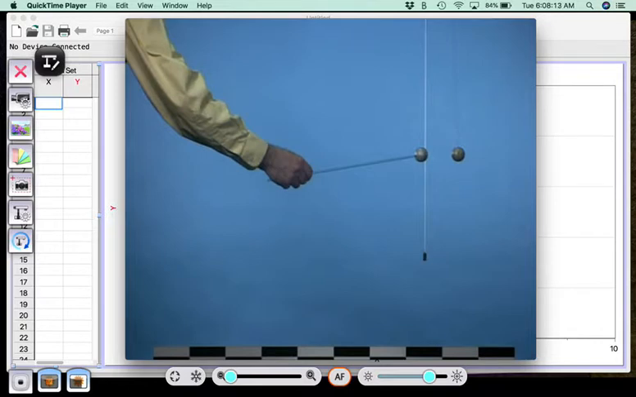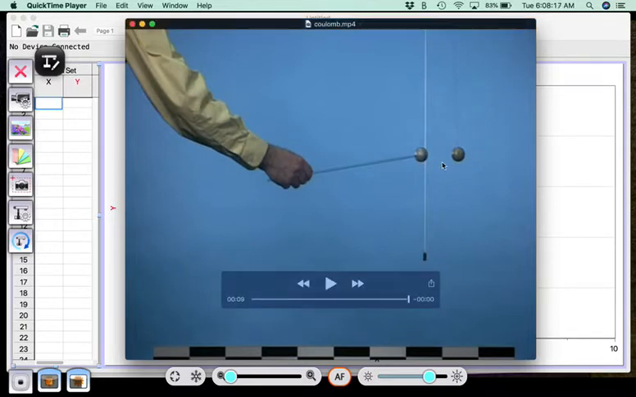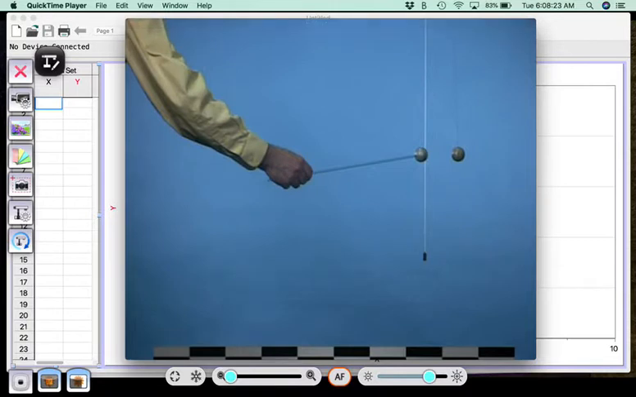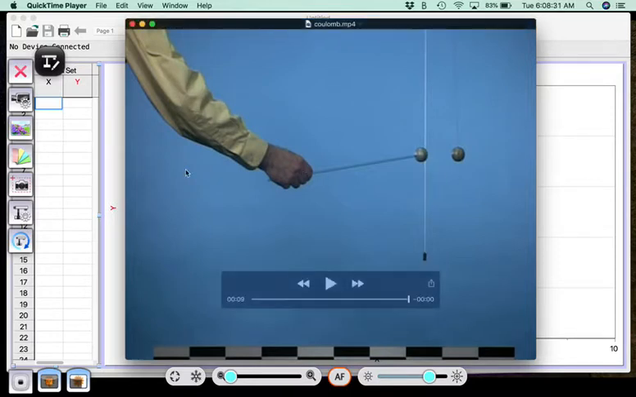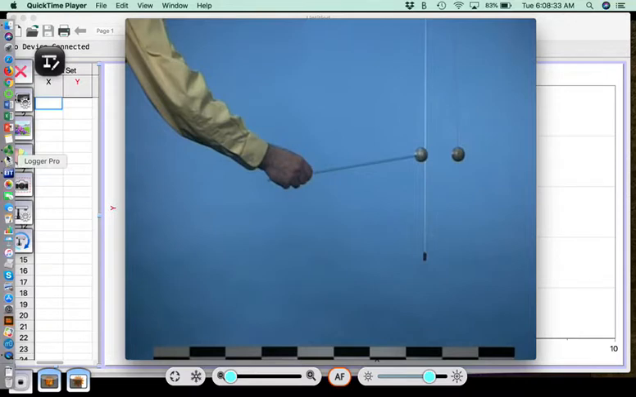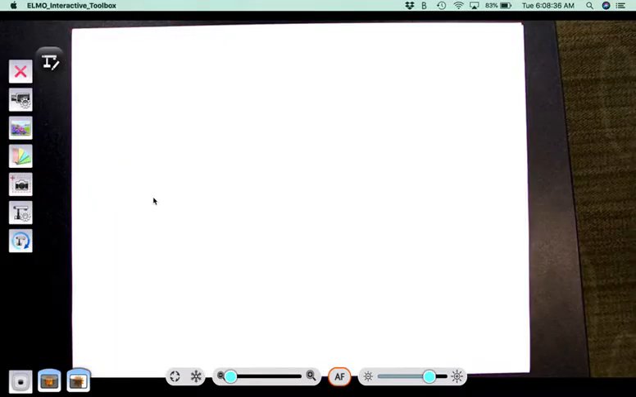Well, the distance between them is going to be pretty easy to do. We're going to mark the positions of each of these spheres in each frame of the video, and then we can calculate the difference between them. Actually, LoggerPro will do that calculation for us, and we'll have that column of data. But the electrical force is a tad bit trickier. So we're going to switch over and work out the details of that here with the old trusty pencil and paper method.